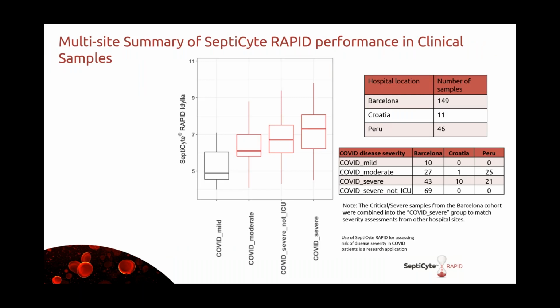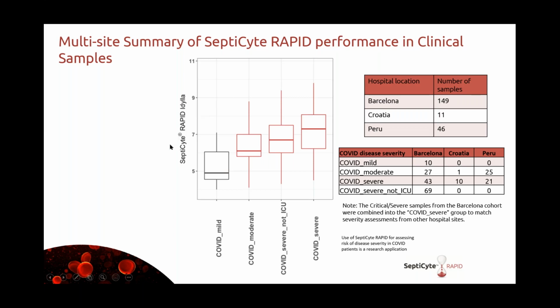We also collected data from a number of sites with patients who presented with SARS-CoV-2. There were sites in Barcelona, Croatia, and Peru, with a total patient count as shown here: 149 from Barcelona, 11 from Croatia, and 46 from Peru. These patients were chosen because they had a breakdown from the standpoint of severity of disease criteria and were able to be broken down into the mild, moderate, severe, and then a group of patients who were classified as severe but were not admitted to the ICU were included in the severe group.